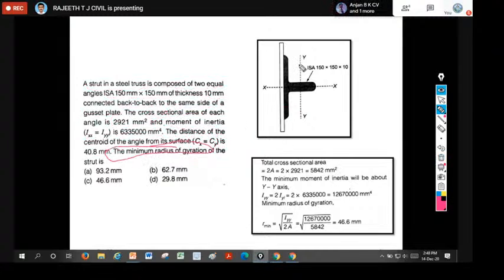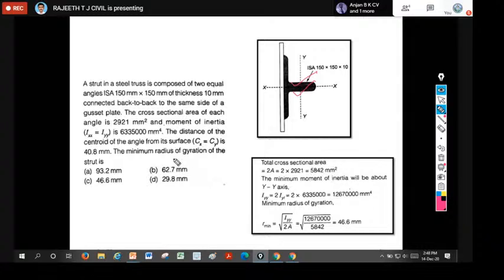Here the minimum radius of gyration is about the y axis. The options are 93, 46, 82, and 28.29. This is the figure we have drawn here. First we draw the gusset plate on one side, then you connect the angle section on the same side of the gusset plate, like this. If it is back to back, then how should we connect? We should draw like this. This is the back to back condition. But since they have given the same side, we have provided both angles on the same side here.